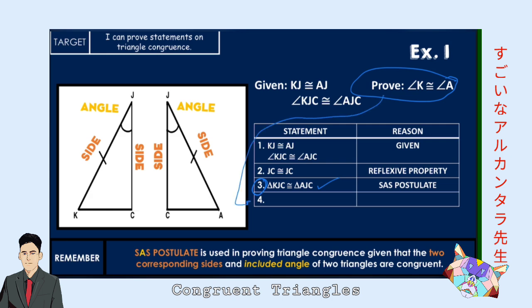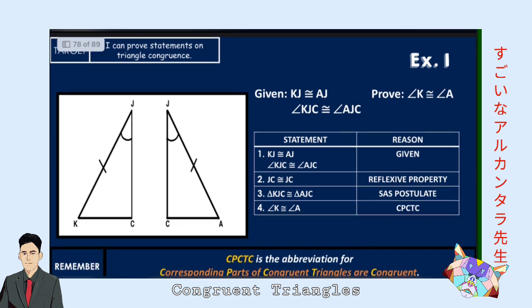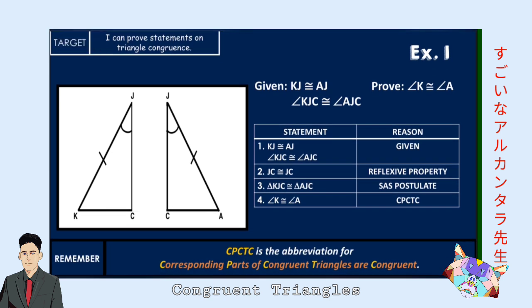And again, the reason behind that is simply CPCTC. That's how it works. Again, corresponding parts of congruent triangles are congruent. The important part here is congruent triangles. That's why that step 3 is the most important part here. You have to prove first that they are congruent before we say CPCTC. Okay? Let's have one last example.